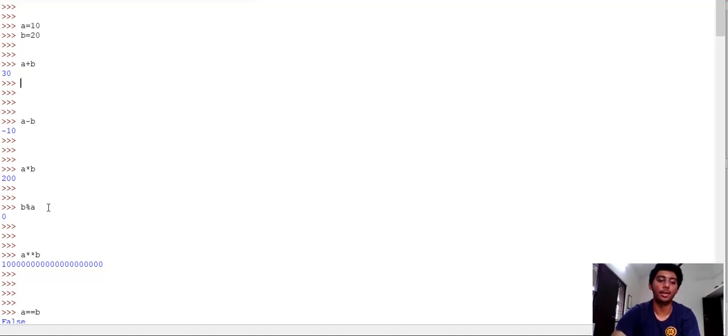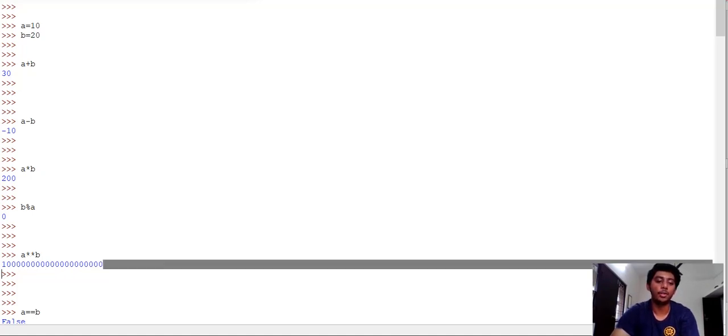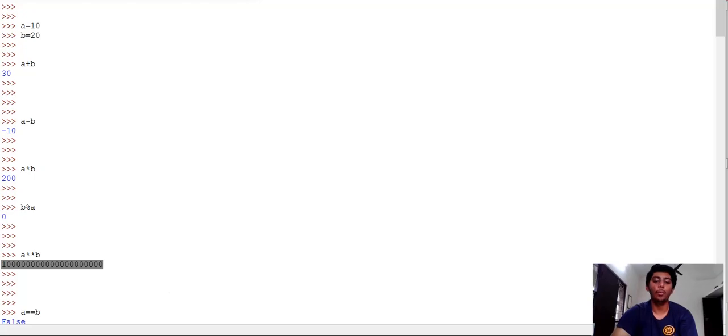Modulus operation, b percentage a, that is 20 modulus 10. Since 20 is completely divided by 10, the remainder is 0, so the answer is 0. a star star b, that is 10 to the power 20. The answer will be this much.